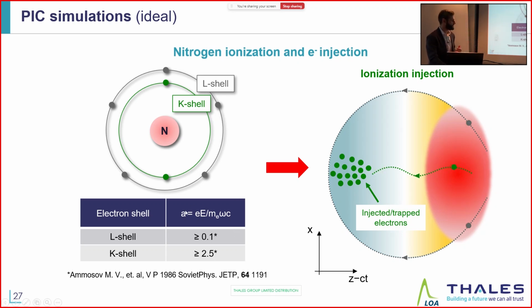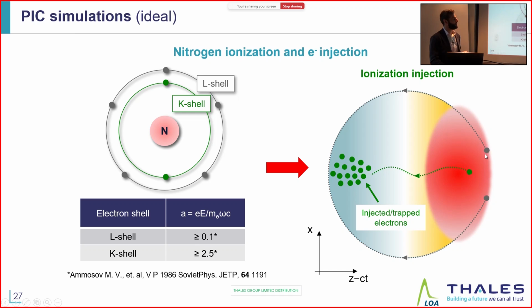And on this table on the bottom, you can see the ionization thresholds of these 2 shells expressed in terms of the normalized vector potential. They've been calculated using the ADK model. And you see that there's a huge difference in terms of ionization thresholds. This is very, very relevant in terms of the dynamics of the electrons as the laser propagates in plasma, as you can see from this animation on the right-hand side.